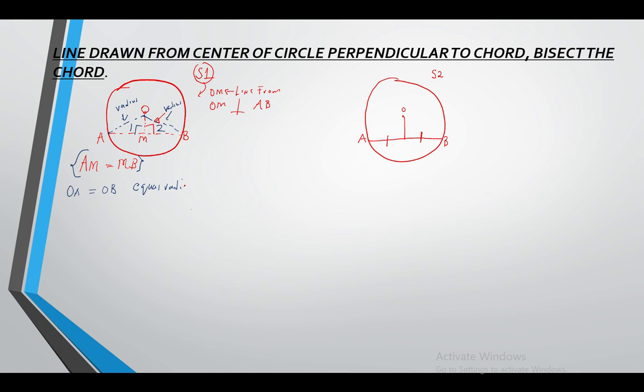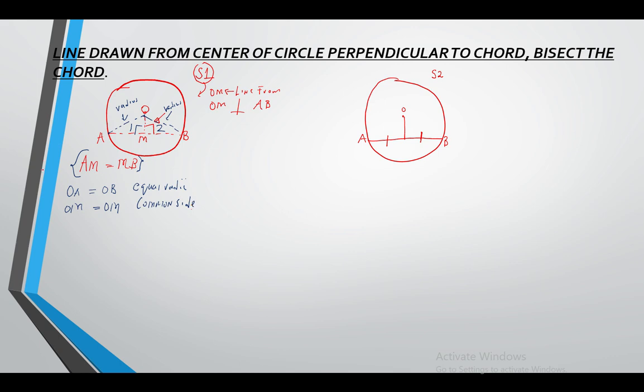They are both radius, so they are equal. Now I will pick OM. In triangle OMA, I'm picking OM. But if I go to triangle OMB, I still have OM. So we call it the common side. We have the side which is found in both these two triangles.